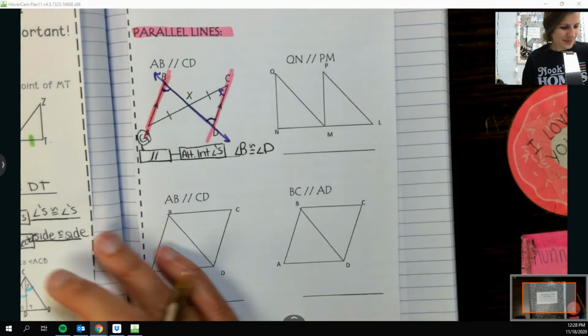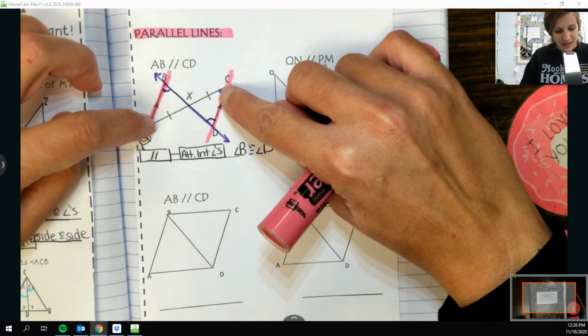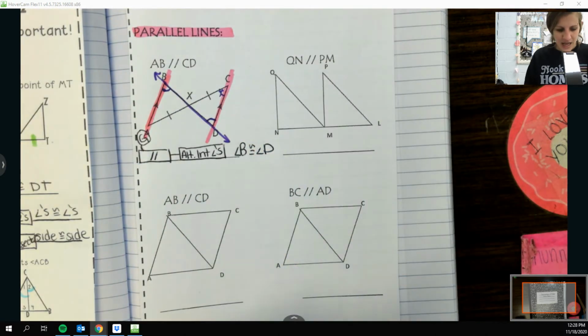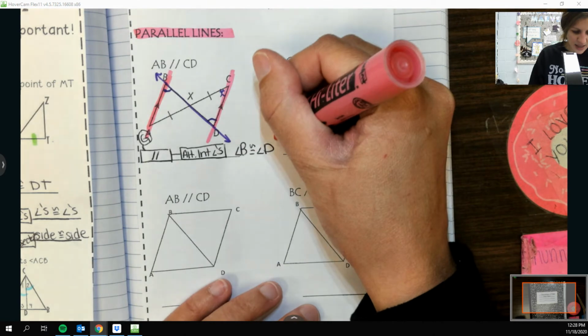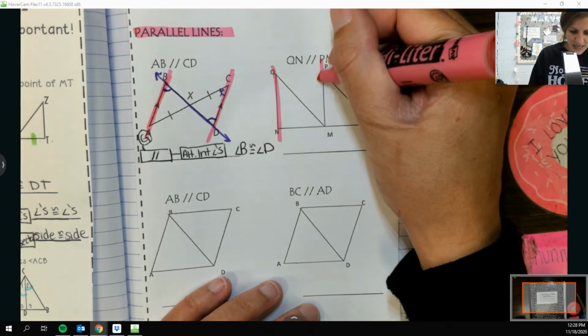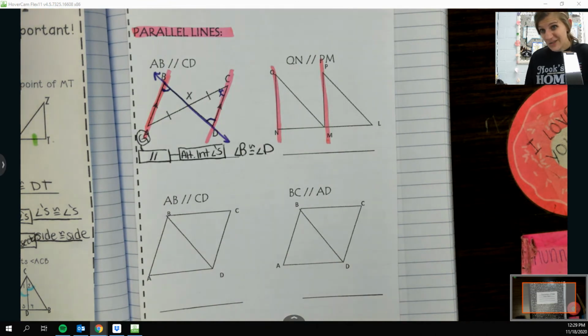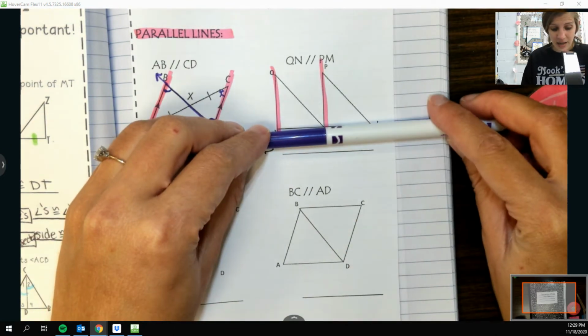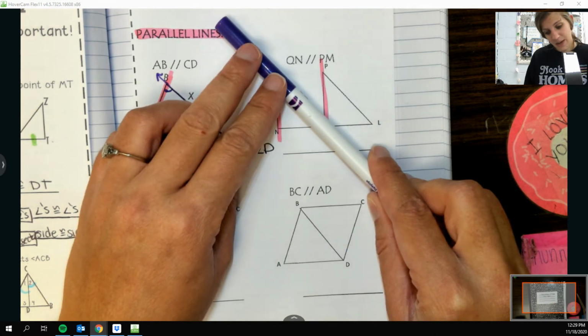Okay. Another example of that over here. Now we could get these two because I could pick the other transversal. But in this one, if they tell me that QN is parallel to PM, again, I could pick lots of different transversals here. I guess lots is an over-exaggeration. I could pick two. I could pick this one because that is going through the parallel lines. And I can pick this one.